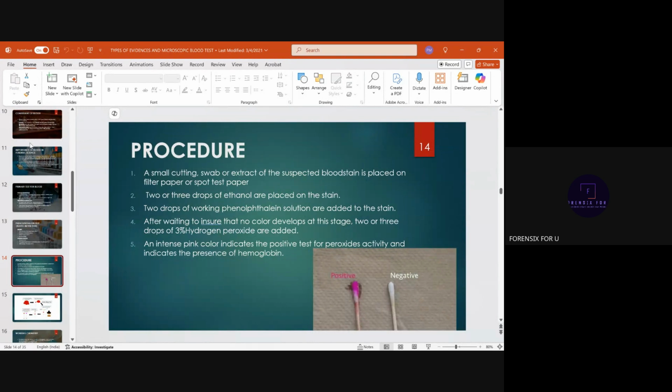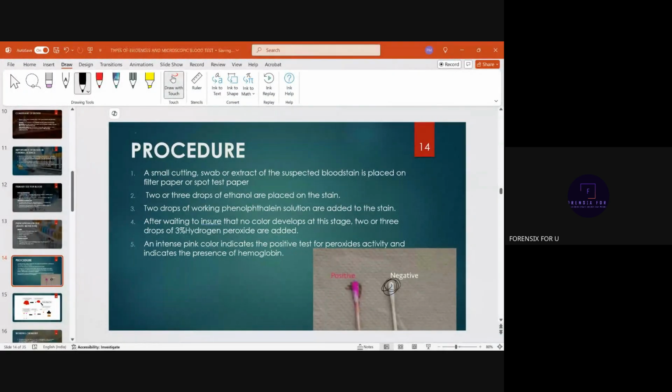How do we perform the test? We take a small cutting of the swab. You can see the swab here. This is a cotton swab, so this would do. We'll take a small cutting of the swab or extract the suspected blood stain and place it on a filter paper. This is a filter paper. 2 or 3 drops of ethanol are put on this swab. After that, the working solution of phenolphthalein is added and 3% hydrogen peroxide is added. If there is an intense pink color like this, then it means that the sample you have found at the crime scene can be blood.